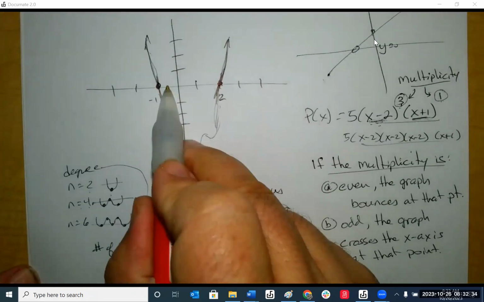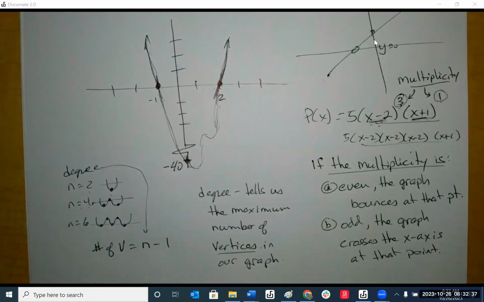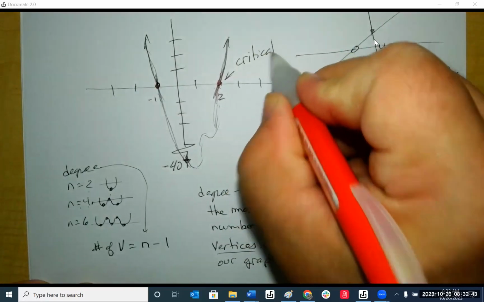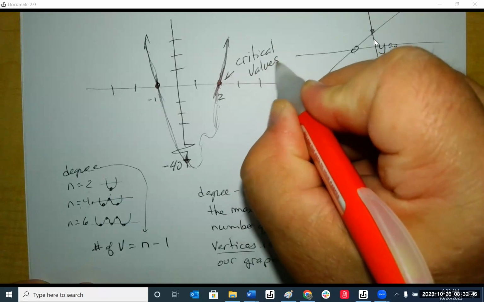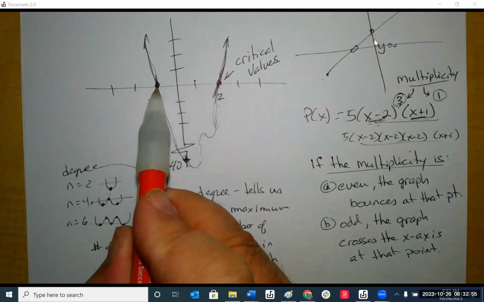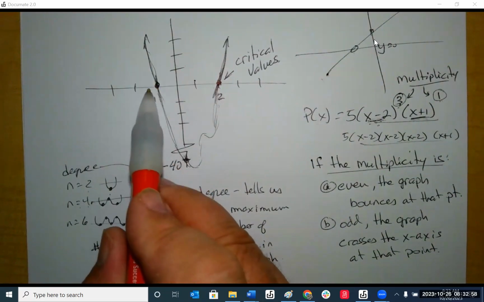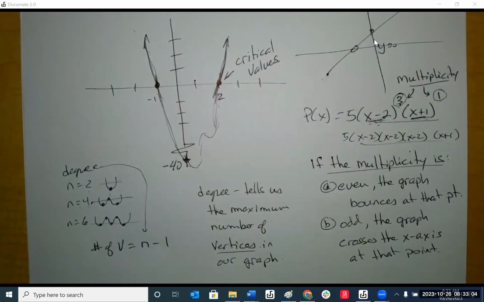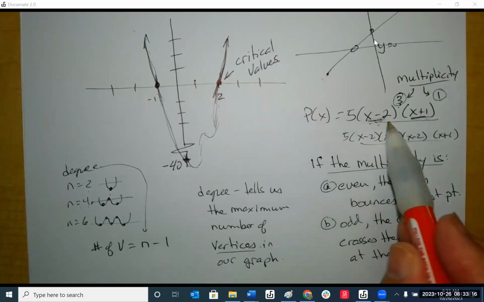These x-intercepts, our solutions, also have another name. They're called our critical values. Because at the critical values, at these x-intercepts, on one side, you can tell whether the graph's going to be above the x-axis or below the x-axis. Again, that's all determined by the multiplicity of your function, of those factors.